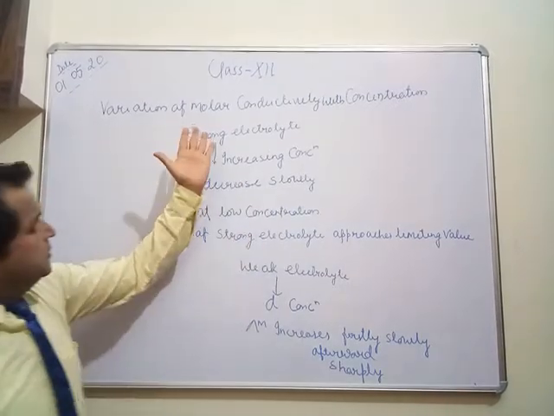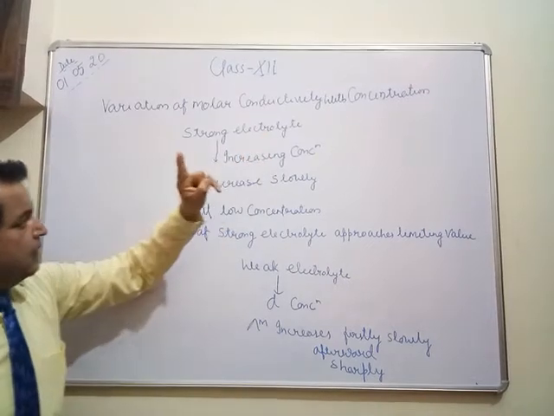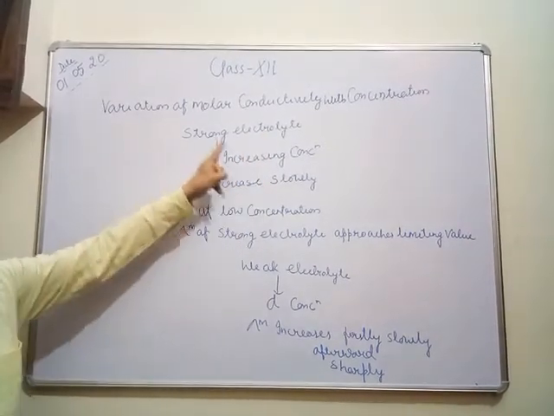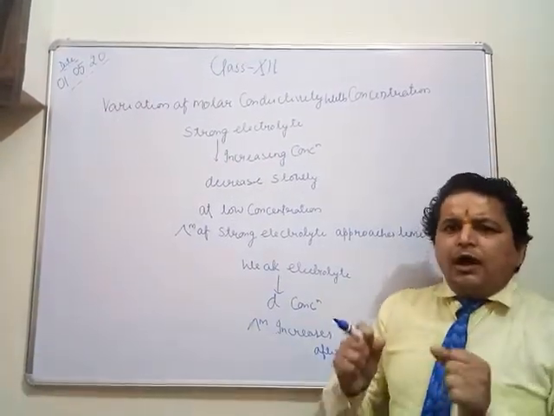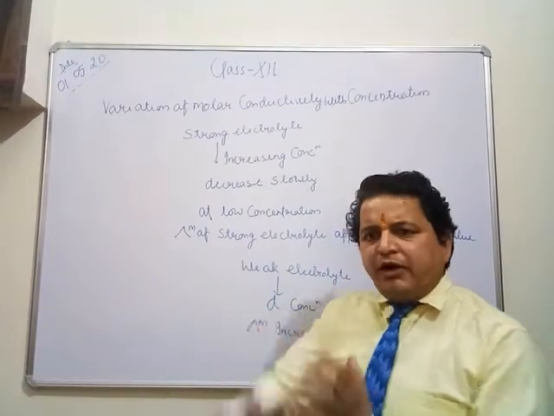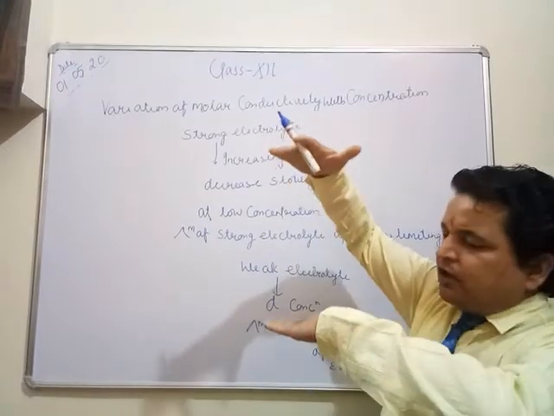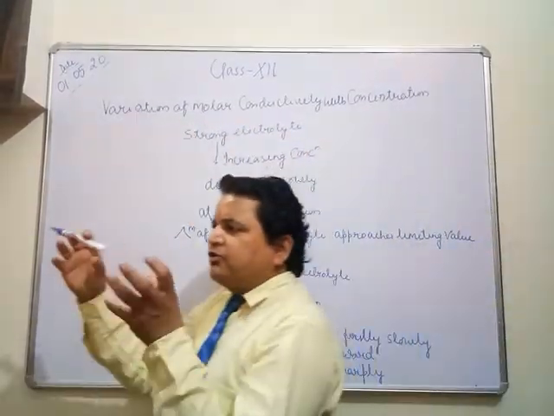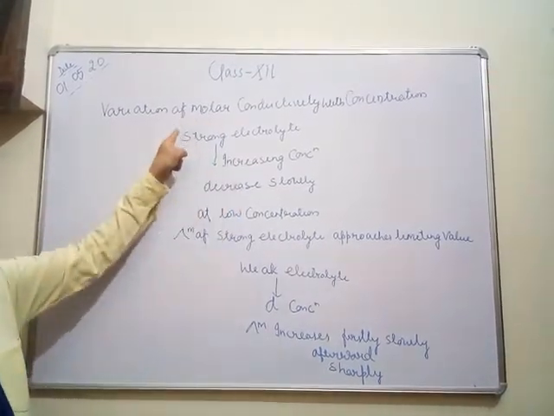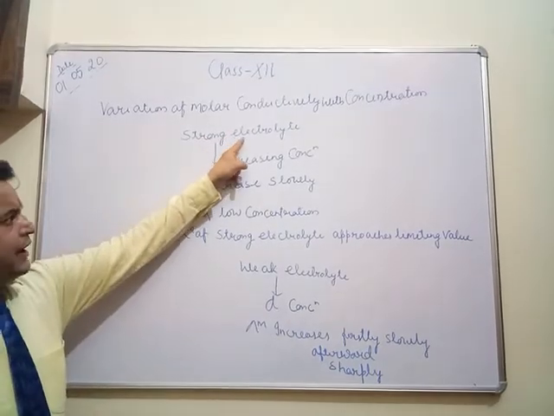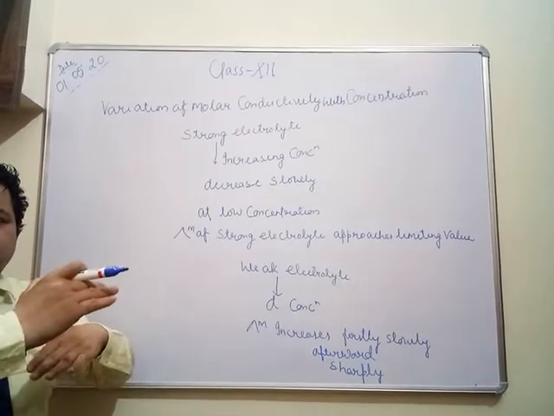So the molar conductivity of a strong electrolyte decreases slowly on increasing concentration. What is that? Increasing concentration means we have two kinds of solutions, dilute and concentrated. As the concentration increases, the number of ions increases, due to which the interionic interactions also increase between them, due to which the molar conductivity of a strong electrolyte will decrease slowly, meaning there will not be such a sharp change in the conductivity.